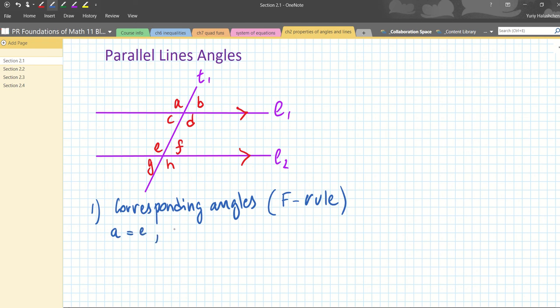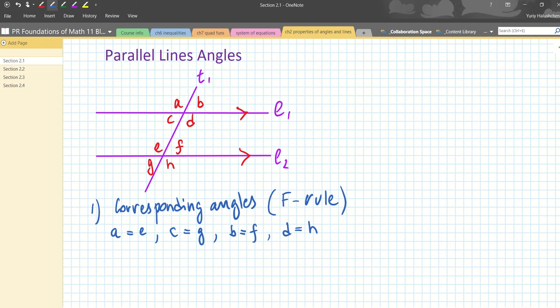So these two angles are going to be exactly the same. C is going to equal G. And on the other side, we're going to have B equal to F. And the last one is going to be D equal to H. So in this case, we end up with 4 pairs here. So there should be an equal sign here. So that's what we saw in the previous video.